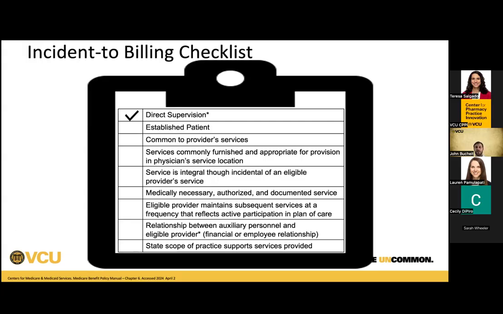So there's a checklist of things that you have to have for incident to billing. We've already talked about direct supervision. This is non-negotiable. I would also highlight that eligible providers and their auxiliary personnel must have a financial relationship. You can't just work for one company and go practice at other places and start billing. There has to be some kind of financial relationship.